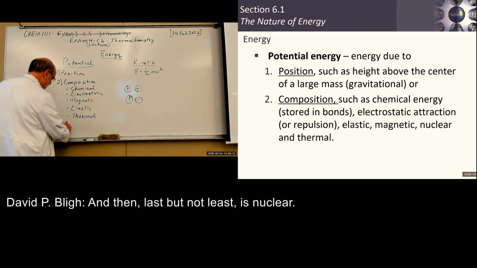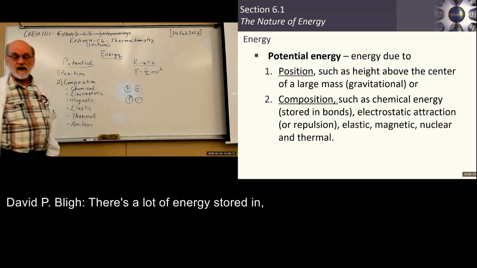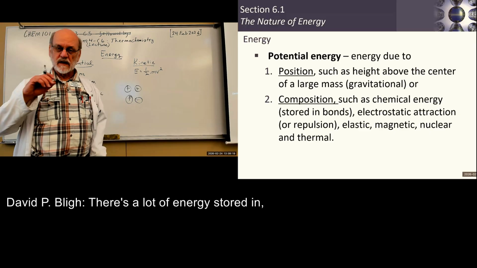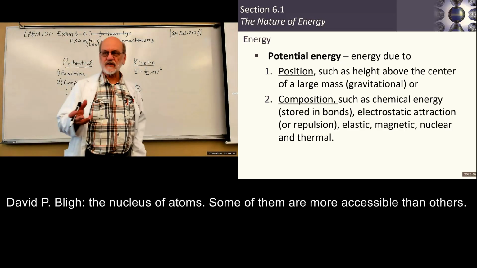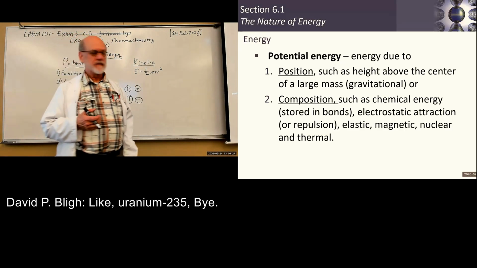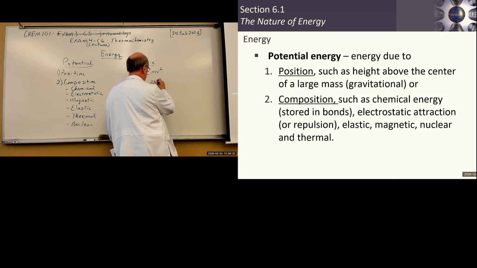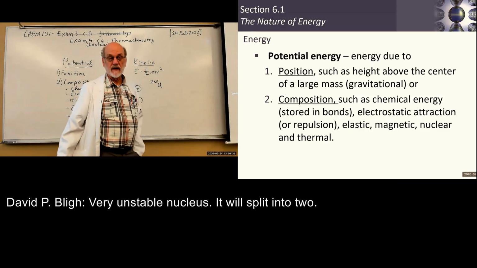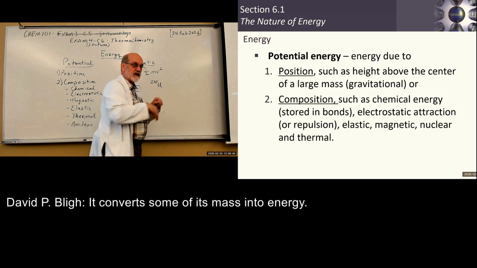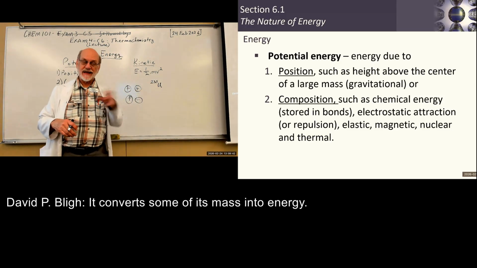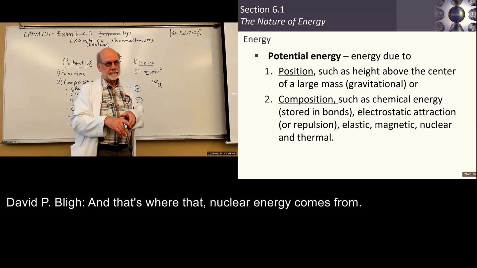And then last but not least is nuclear. There's a lot of energy stored in the nucleus of atoms. Some of them are more accessible than others, like uranium-235, a very unstable nucleus. It will split into 2 smaller pieces, and when it does, it converts some of its mass into energy. And that's where that nuclear energy comes from.